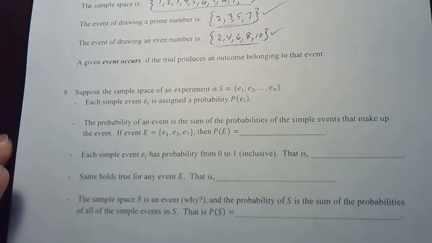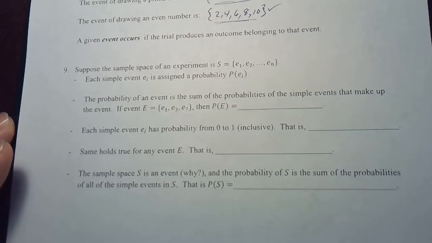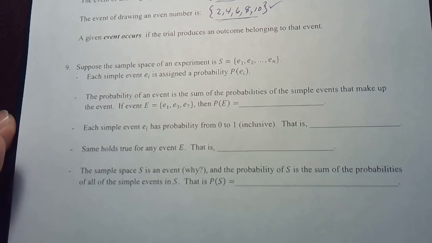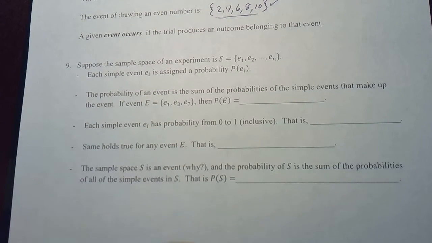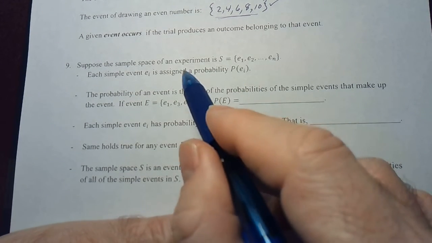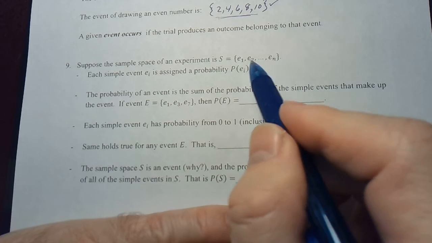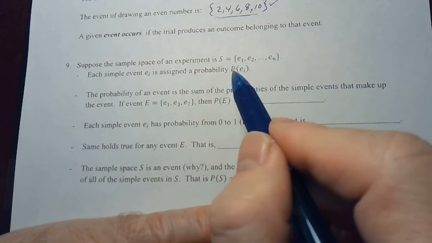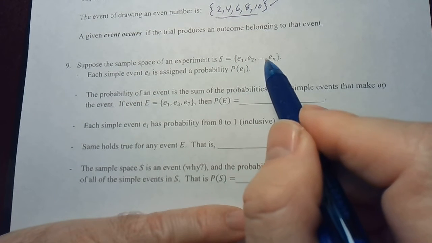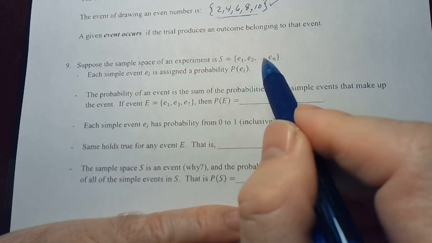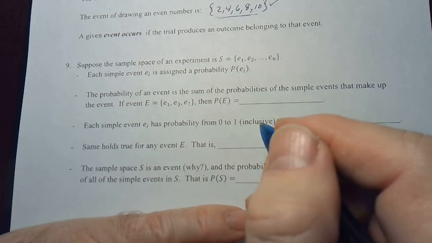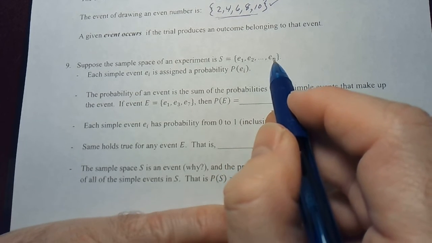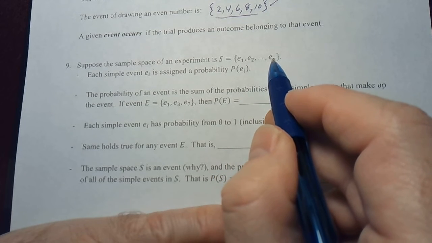Okay, number 9. Suppose that, this is kind of more theoretical, I'm not using numbers anymore. Suppose the sample space of an experiment is this. So as an example, in our previous experiment, these were the numbers 1 through 10 as the sample space. But this n could be 100, so this would be 100 events, or it could be 6, and this could be 6 events.